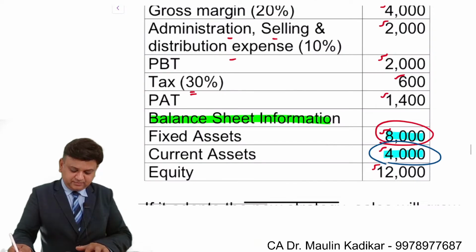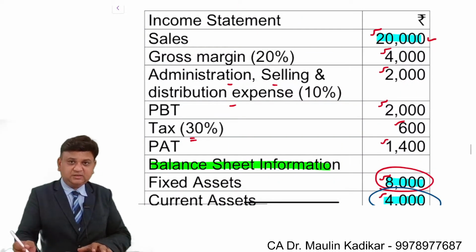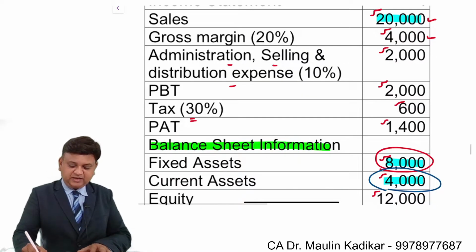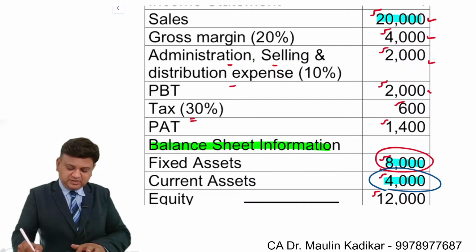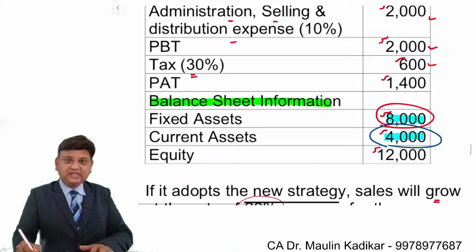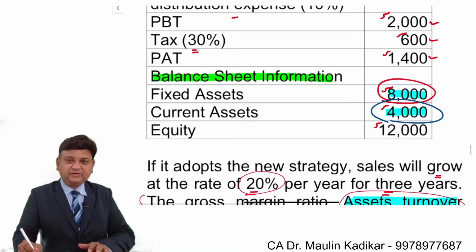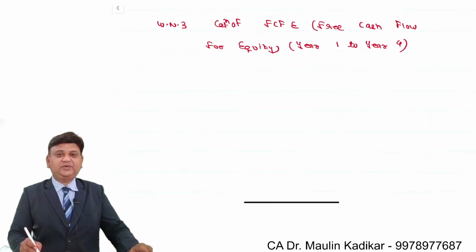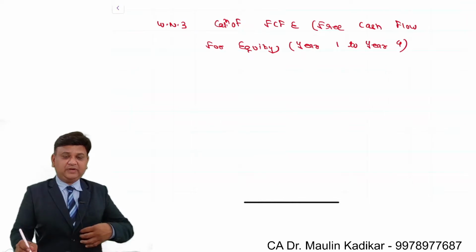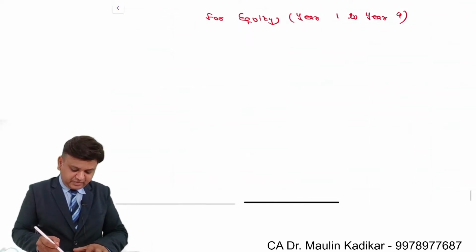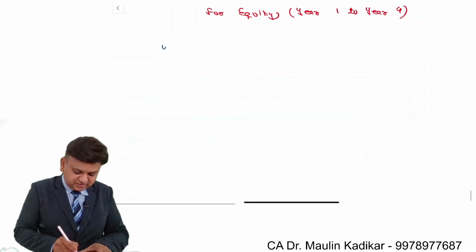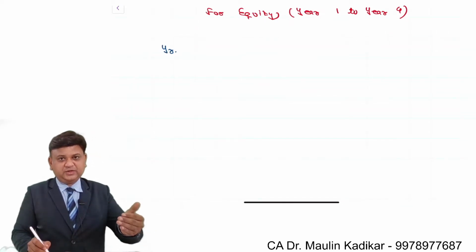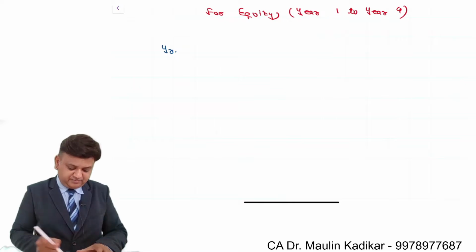Dear students, over here sales increases, so along with that the gross margin will also increase. Administration, selling and distribution expense will also increase, so PBT will increase. With that the income tax liability will increase, so profit after taxes will increase. So what will happen? Profit after taxes will increase at the rate of 20% from end of year 1 to end of year 3, I'm sorry, and fourth year it will become same.